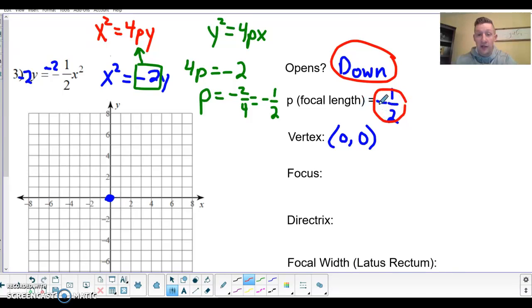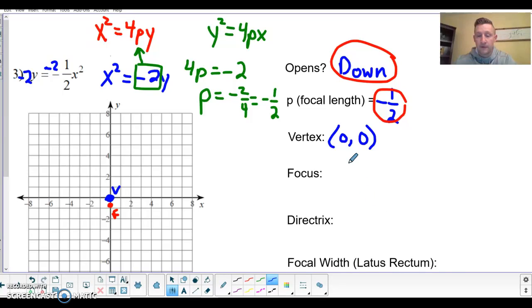P is negative, negative meaning down 1/2. So I'm going to go down 1/2, and I'm going to put a dot at roughly that point right there. Okay, there's my focus. I'll put an F there for focus. This is the vertex. I'll put a V for vertex right there. The focus is not on my parabola, but it's an important point that helps me draw my parabola.